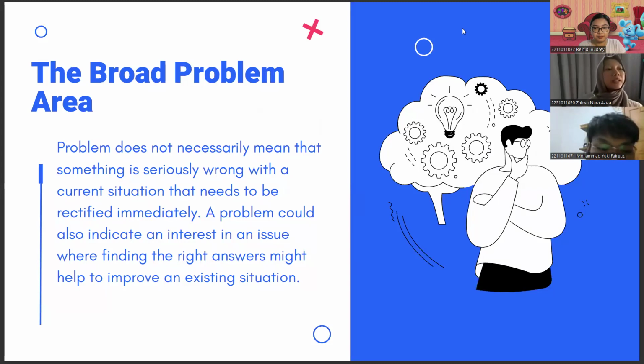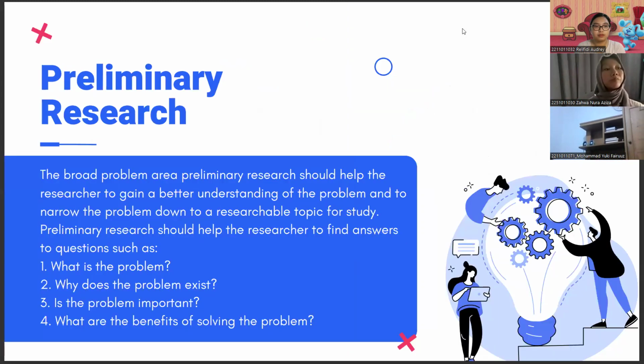I'm going to explain about the word problem area. The problem does not necessarily mean that something is seriously wrong with a certain situation that needs to be rectified immediately. The problem could also indicate an interest in an issue where finding the right answer might help to improve an existing situation.